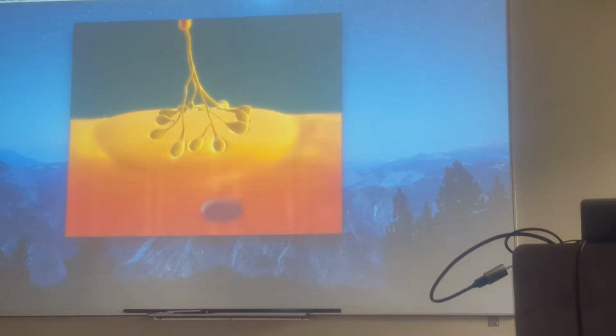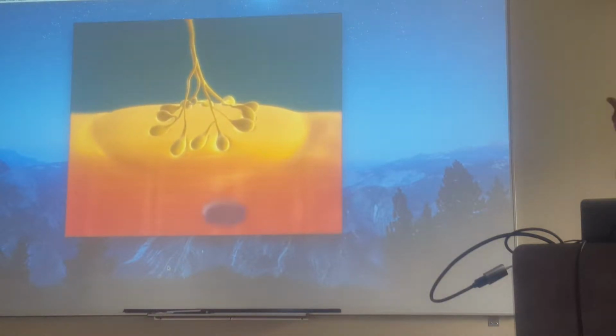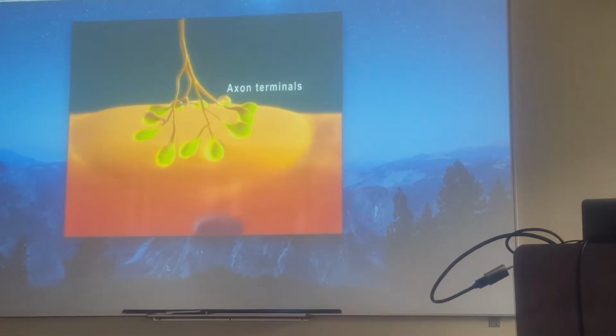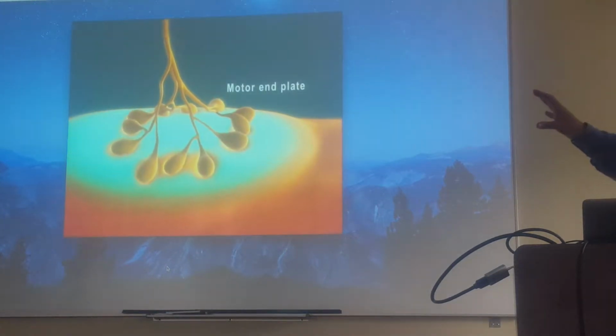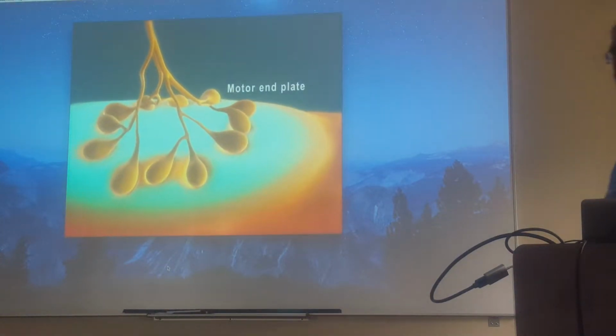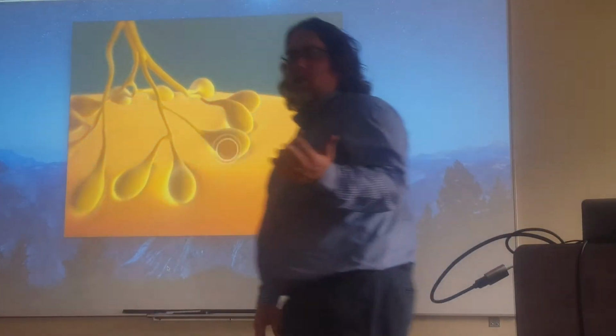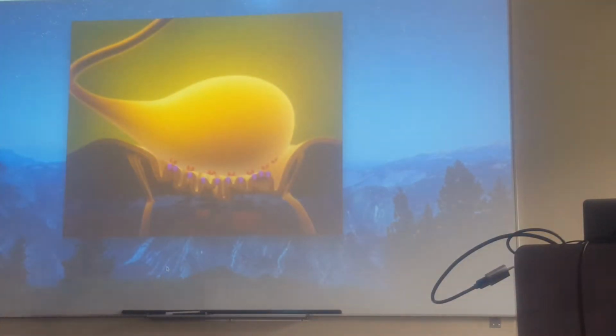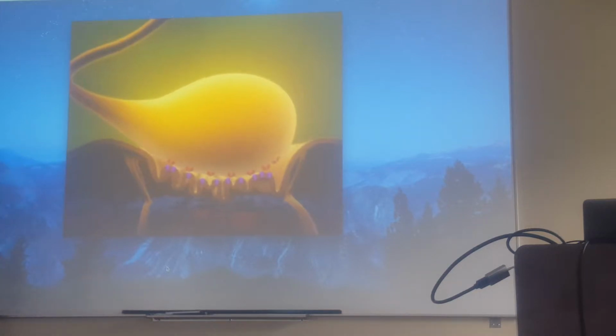Sodium rushes in, potassium rushes out, generates an electric potential that has to reach a threshold before it fires across the whole membrane. What's that very similar to? That's a nerve, right? We're taking that electrical impulse from the neural system and we're transferring it to the skeletal muscle so that we can initiate muscle contraction. So the sarcolemma is going to behave just like that nerve fiber.